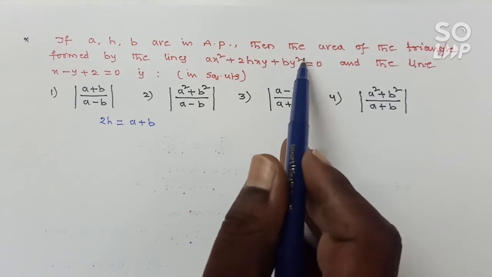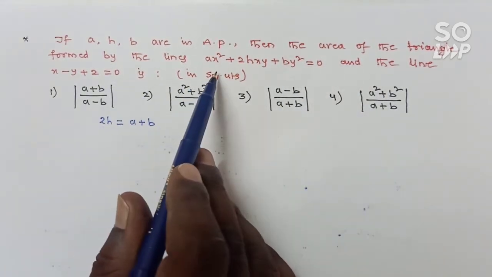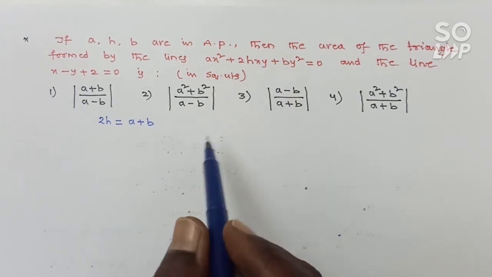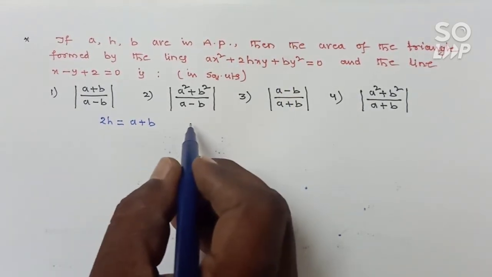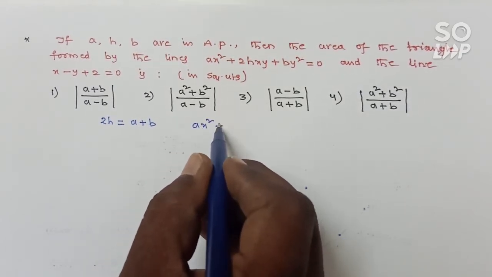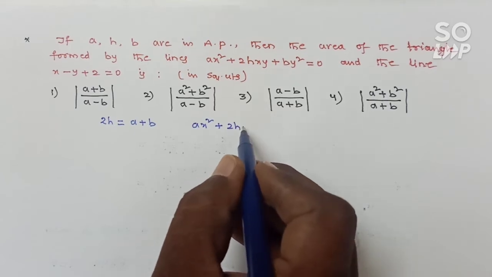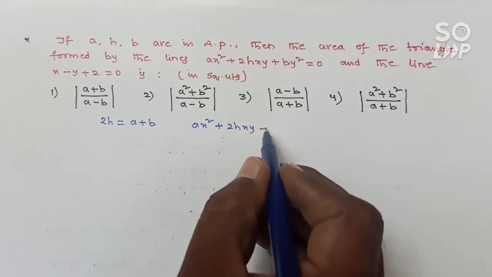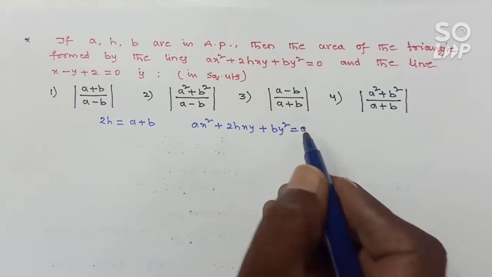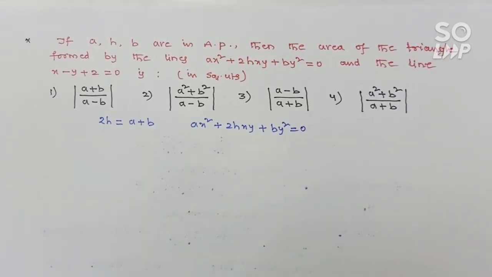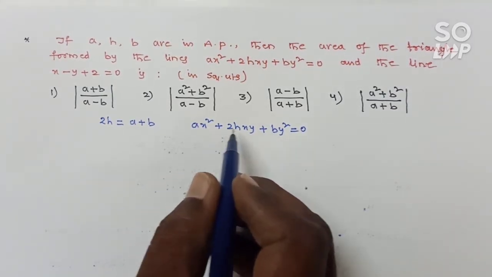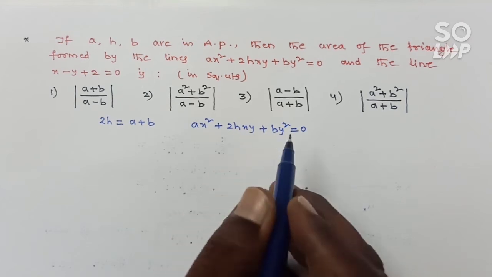And next, the area of the triangle formed by ax square plus 2hxy plus by square. So this is the given equation: a into x square plus 2h into xy plus b into y square is equal to 0. Now there are no other values of the x square coefficient, y square coefficient and xy coefficient.